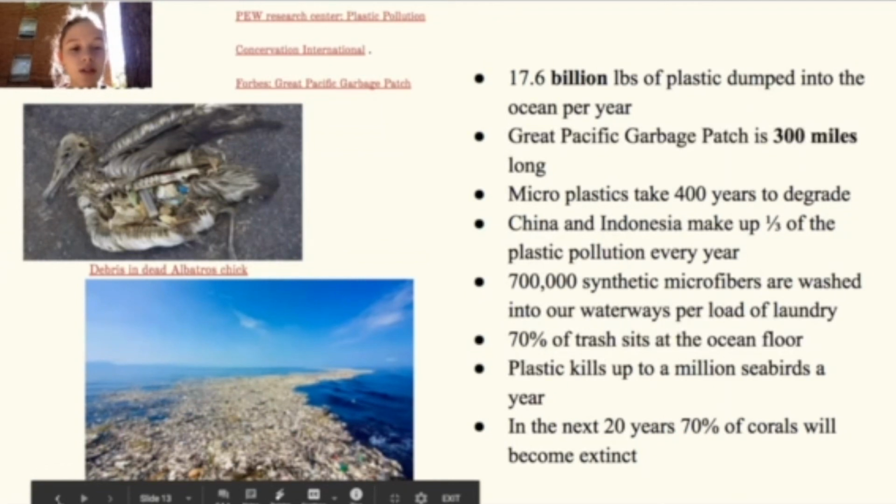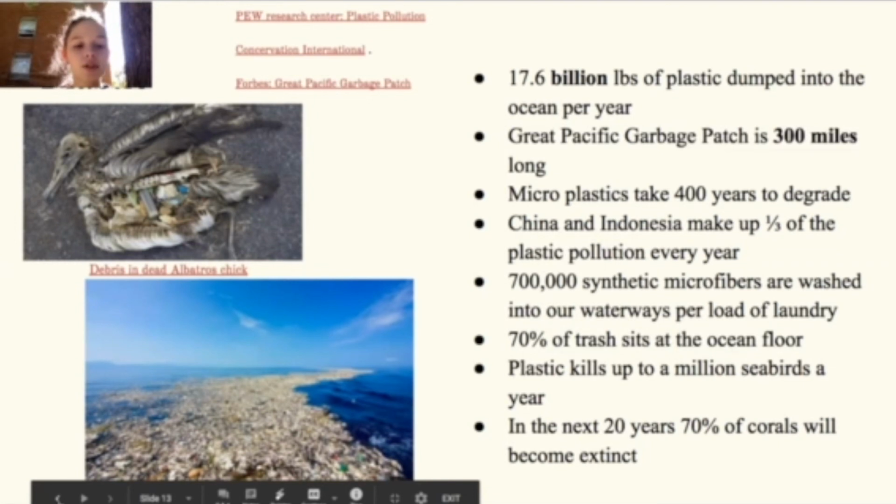Along with bigger pieces of garbage, microplastics have found their way into the food chain. These take 400 years to degrade and contaminate animals since it's so easy for them to consume through their gills. China and Indonesia alone contribute to 1/3 of the plastic pollution in our oceans each year. Along with that, 70% of our trash sits on the ocean floor, which means that we might not ever be able to clean it up.